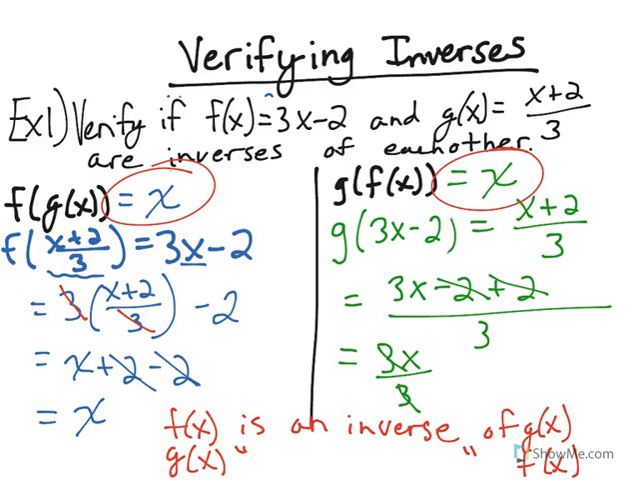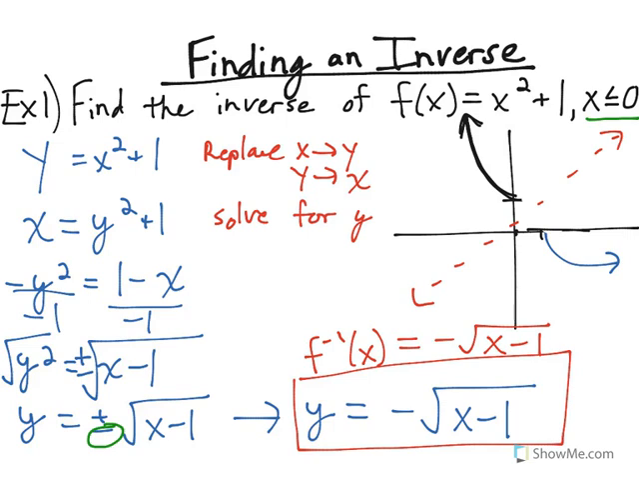Second, when you verify functions are inverses of each other, you have to do the composition of both of them, and they have to equal x. If they both equal x, then they are inverses of each other. And to find the inverse, what you need to do is switch your x and y and solve for y, and that's where all the algebra happens, and you'll get your inverse.